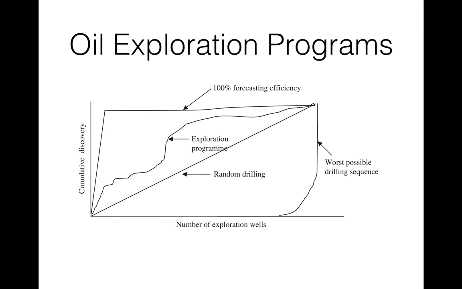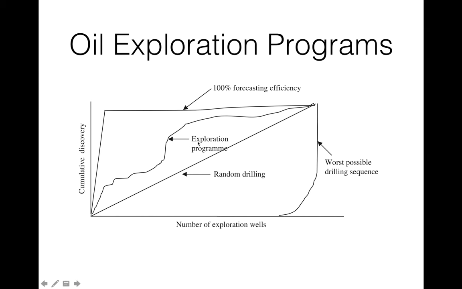Now, when you look at the typical trend or typical timeline to finding a well, in the best case scenario, if you had 100% forecasting efficiency, you would start from zero and shoot right up to discovering all the possible oil deposits. If you did random drilling around the world, you would have a semi-linear probability of discovering all the wells. What most companies try to do, oil companies, exploration companies, is to develop a sort of exploration program that allows them to do better than random drilling.